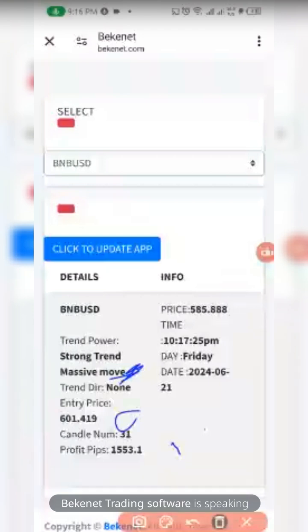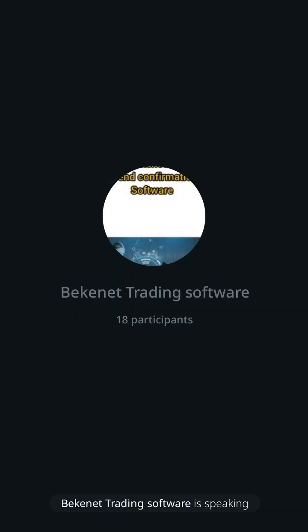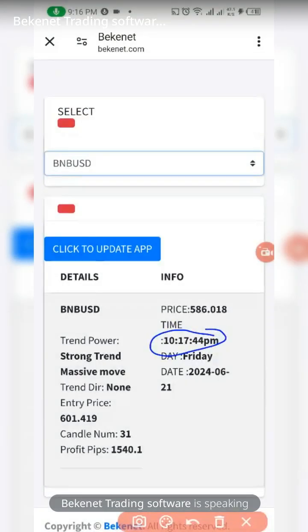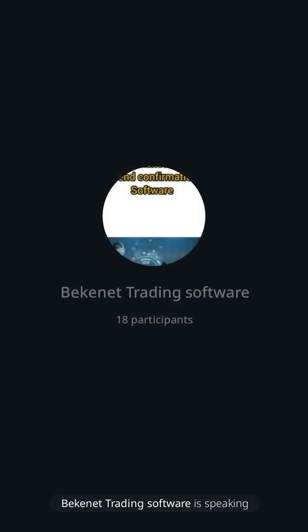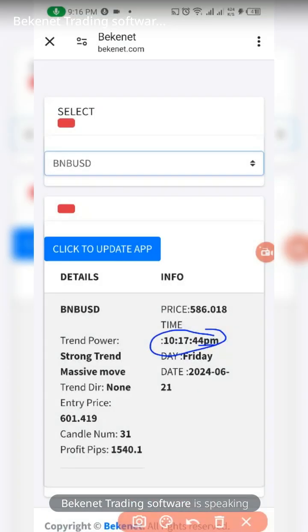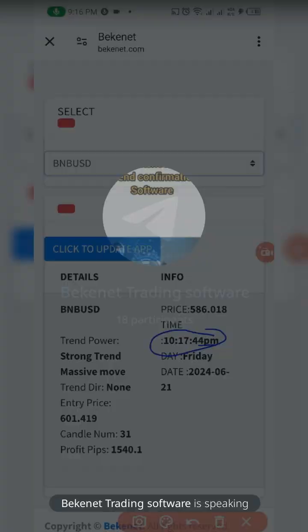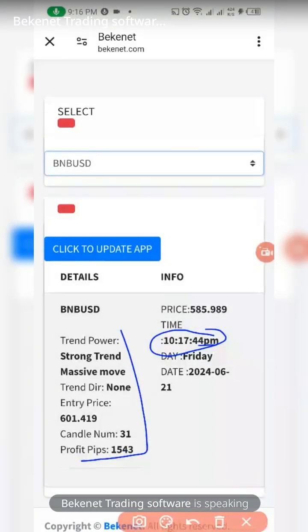Another thing we need to look out for before we take our buy and sell signal: if you are in Nigeria, the time here must be 1 hour ahead of your normal time. As you can see, my normal time is 9:16 and the time here is 10:17. That tells you that my app is synchronizing correctly with the server, so that you will not get wrong information. And this price here should be changing. That's the original price from the market. It should be changing to show that you are live, that you're not getting a dummy figure.